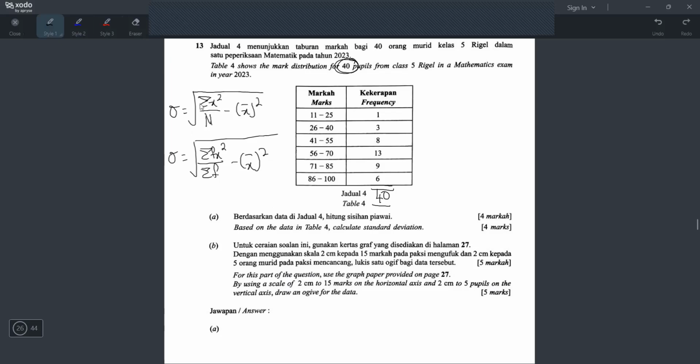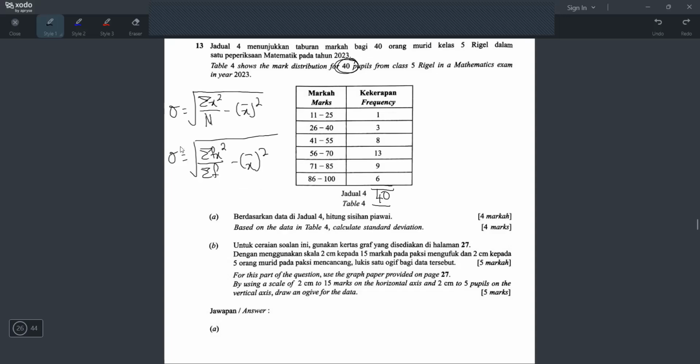Okay, it means there are two formulas for standard deviation. The first formula is for when you don't have frequency. The second formula, you will use it when there is frequency. And let me tell you, when it's a group data, definitely it will have frequency. So definitely for this question, we have to use the bottom formula, right?